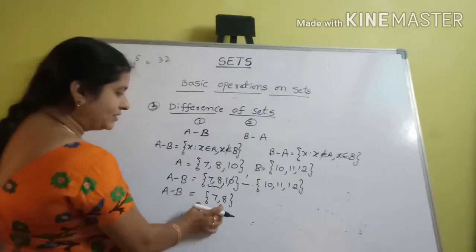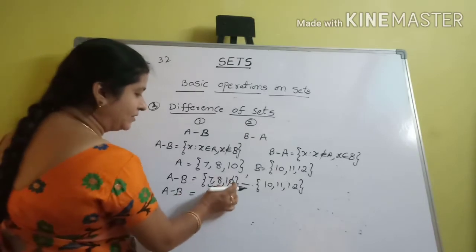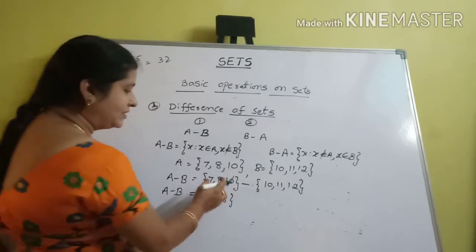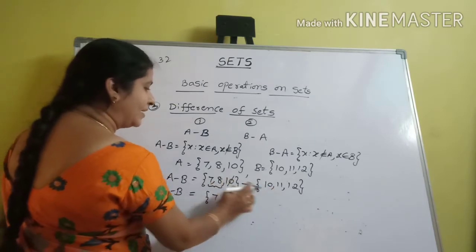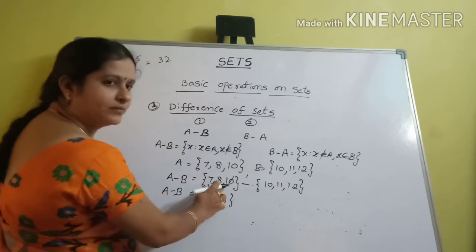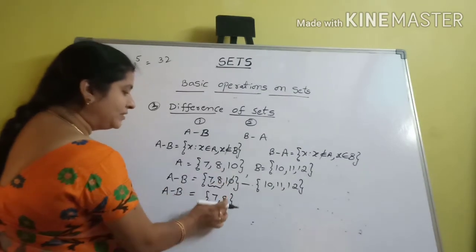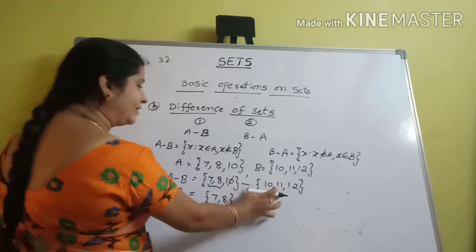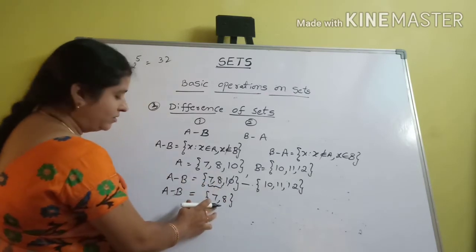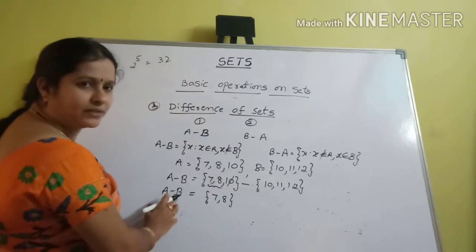How can you find this? First you observe, is there any common element in the two sets? 10 is the common element. So just you strike it in A only. So what are the remaining elements in A? So here 7 and 8 are the only elements of set A. So this is the value of A minus B.